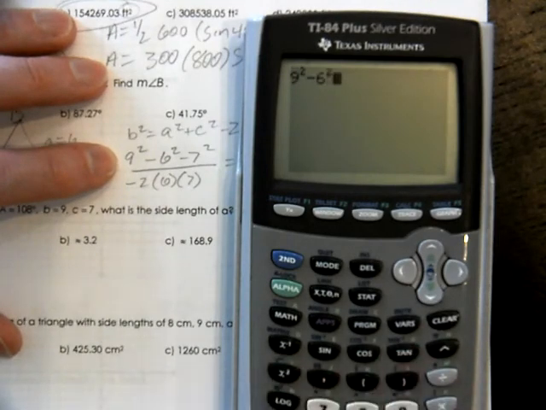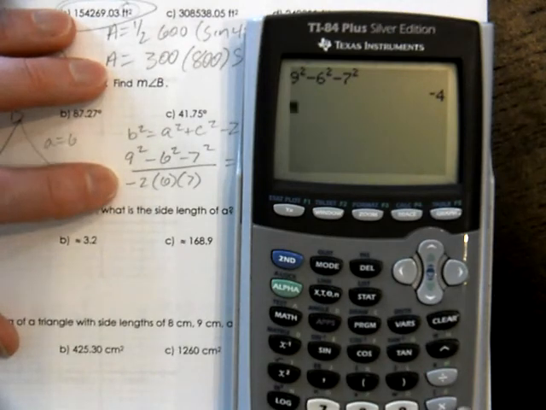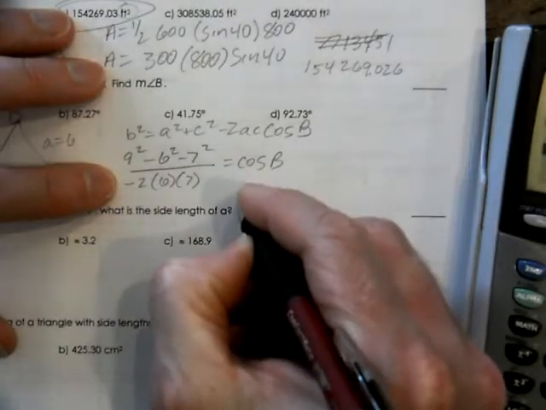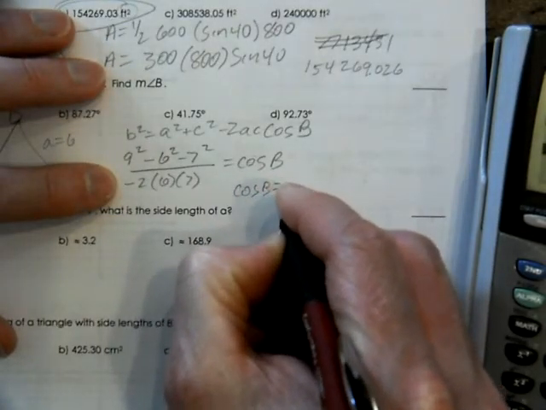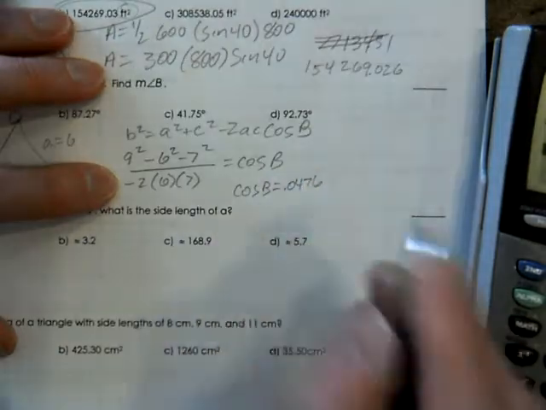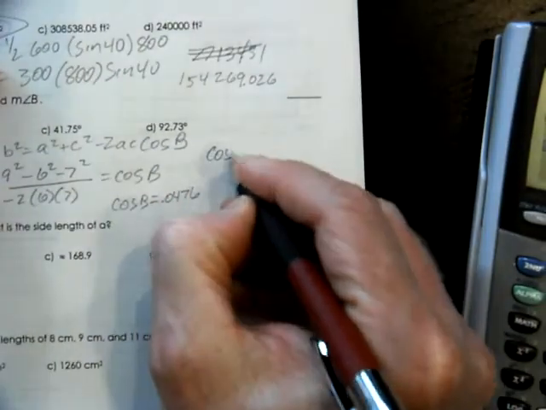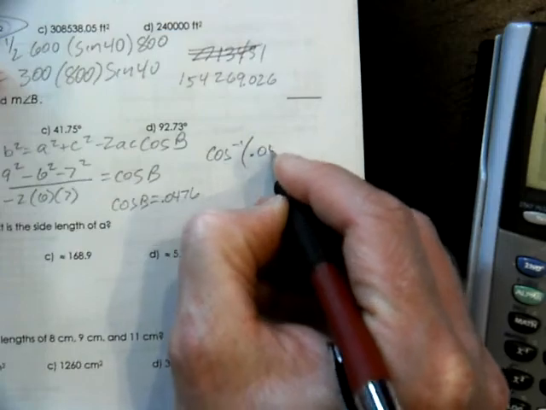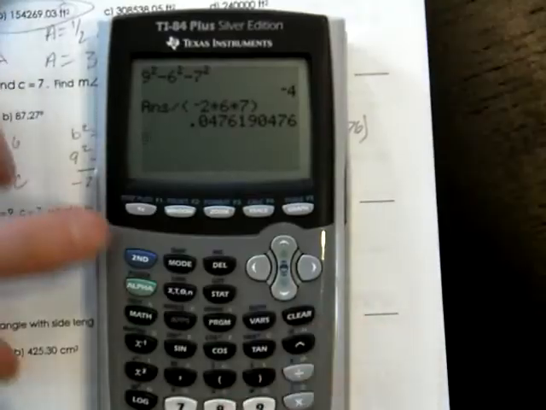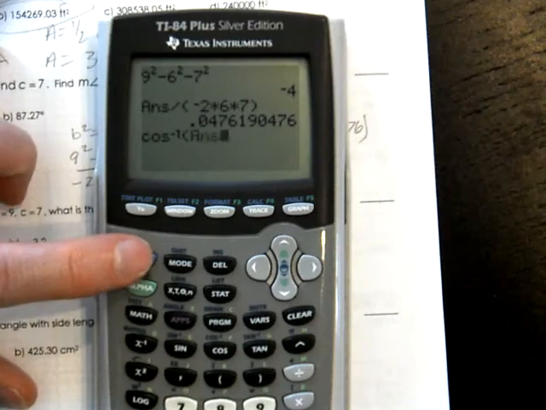(9 squared minus 6 squared minus 7 squared). That's -4 divided by, you have to use parentheses, -2 times 6 times 7. And there we have cosine of B equaling 0.0476. So we're going to do cosine inverse of 0.0476. And that gives us 87.27.